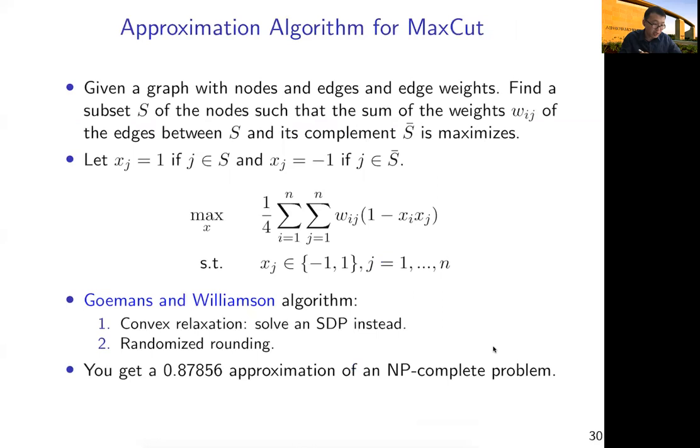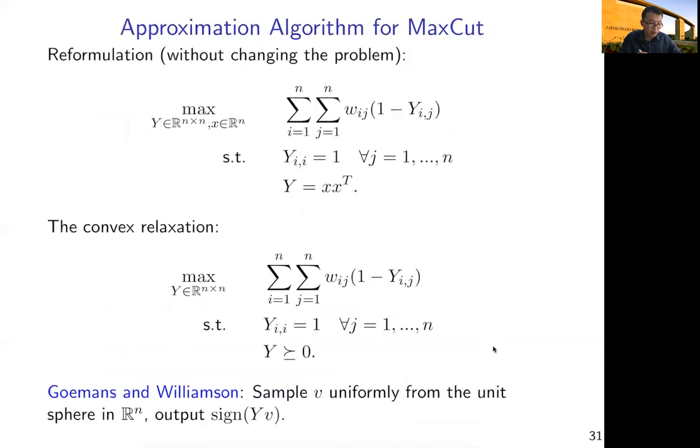And sometimes you can use convex optimization as convex relaxation to solve problems that are NP complete. Approximately, one typical example is max cut. So I'm going to leave max cut to the next lecture.